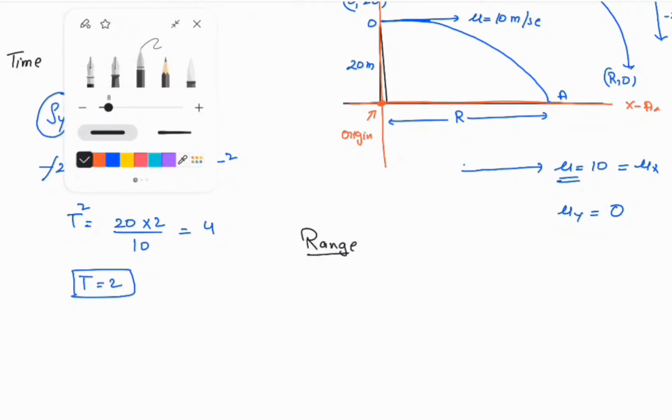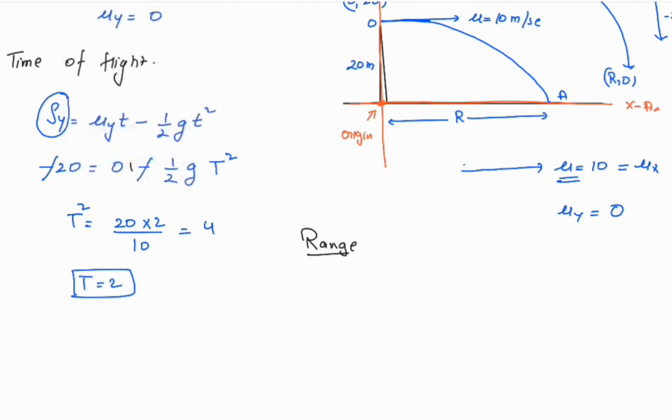In order to calculate a range, we always use the second equation of the horizontal motion, which will be equal to s of x is equal to how much? u of x t plus half of a of x t square. As a of x is 0, we know in a projectile motion the horizontal acceleration is 0. s of x will be equal to u of x multiplied by t.